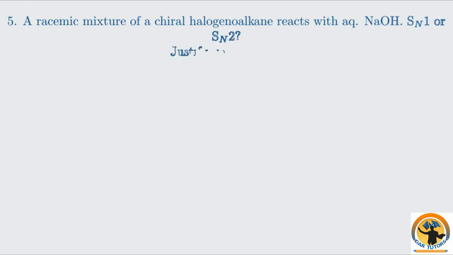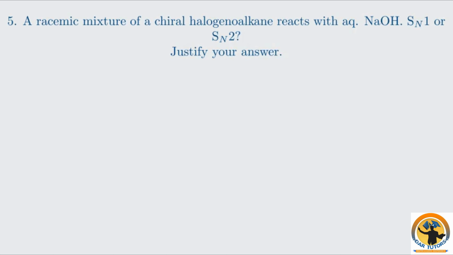Question 5. A racemic mixture of a chiral halogenoalkane reacts with aqueous hydroxide. Is the reaction more likely to be SN1 or SN2? Justify your answer. Pause and think about what a racemic mixture implies about the starting material. A racemic mixture is a 50-50 mix of 2 enantiomers. For a reaction to start with a racemic mixture, the halogenoalkane itself must be chiral.